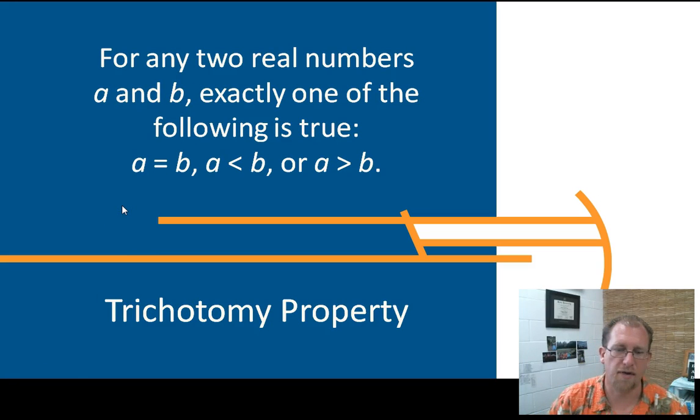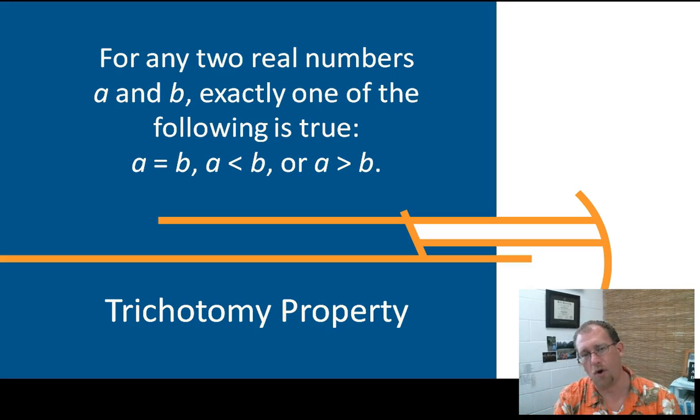The trichotomy property, for any two real numbers, A and B, exactly one of the following is true. Either they are the same, A equals B, or A is less than B, or A is greater than B.